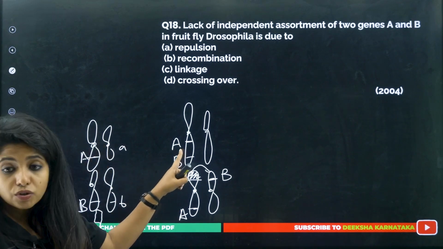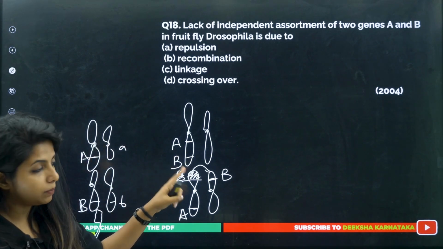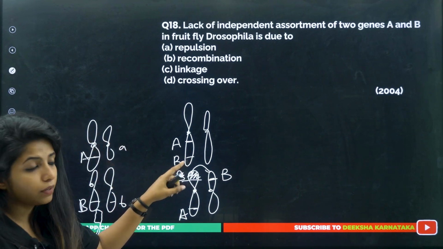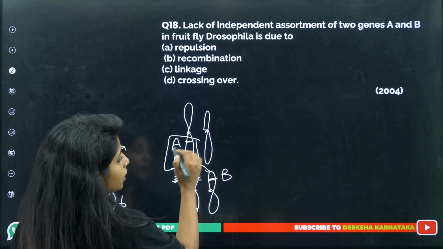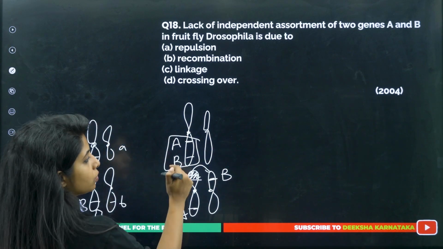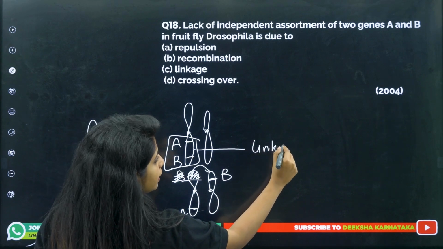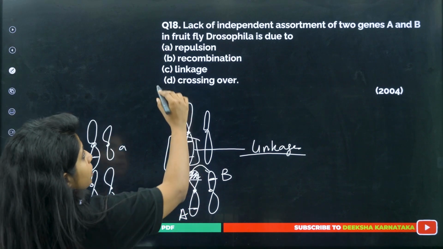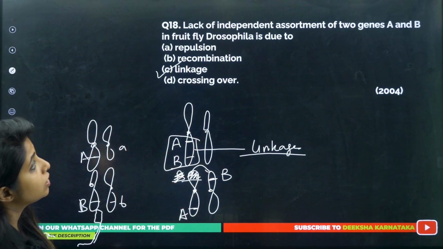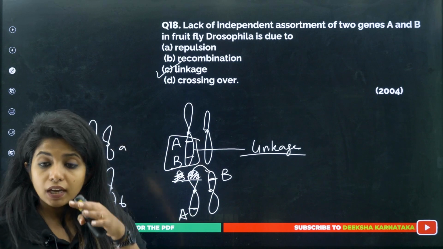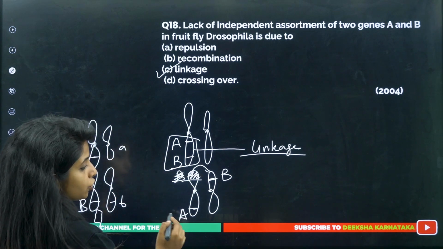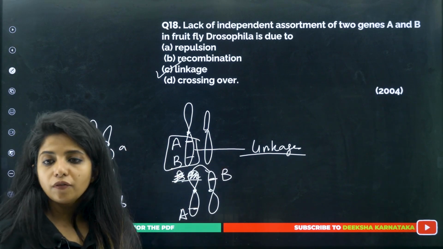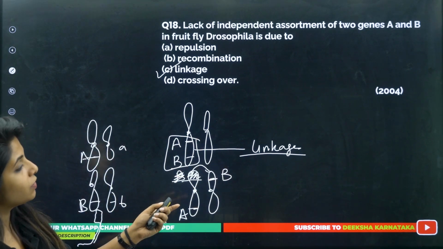Okay, that was one thing. But here the law of independent assortment is fine, it's happening. But over here, do you think independent assortment can happen? If they are too close, they cannot independently move around. They will always be close. This closeness is known as, children, linkage. So lack of independent assortment of 2 genes A and B in fruit fly Drosophila is due to linkage. They are closely linked. If they are in this particular position, you call them loosely linked. But these are tightly linked genes and they do not show much amount of recombination. Okay, question number 18 came in 2004.